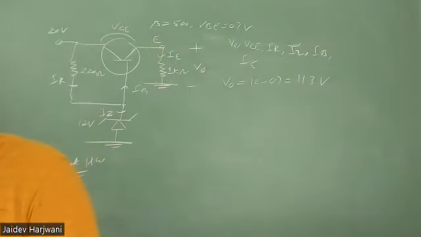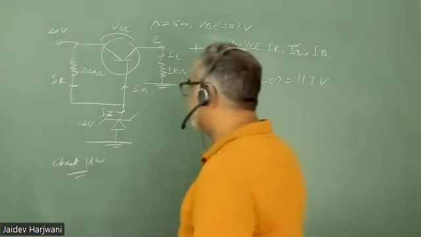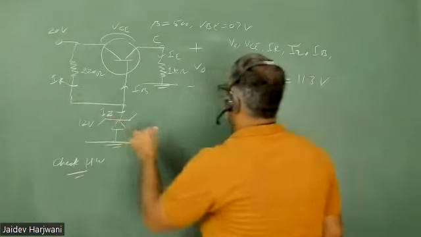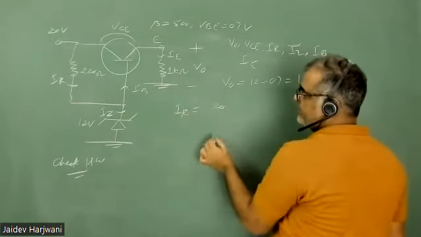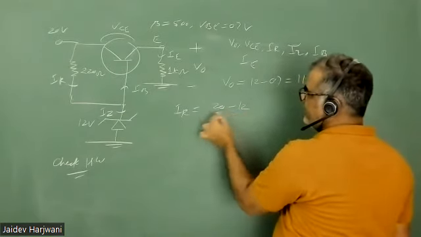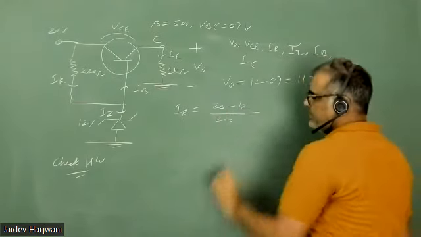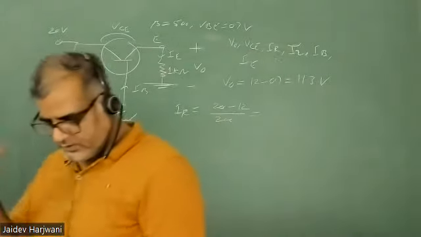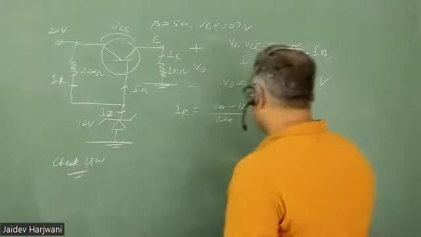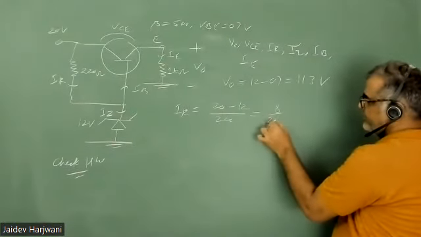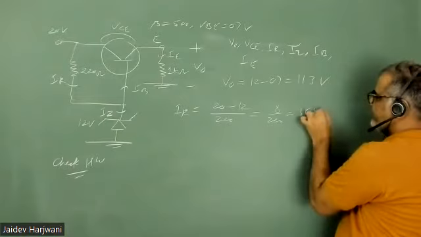So once you know the V naught, now you know the IL. What is this IR? 20 minus 12 upon 220. What is IR? 8 upon 220, very good, 36.4 milliampere.